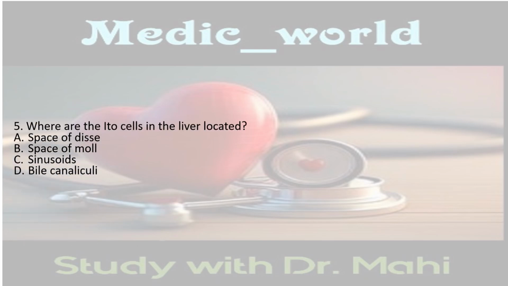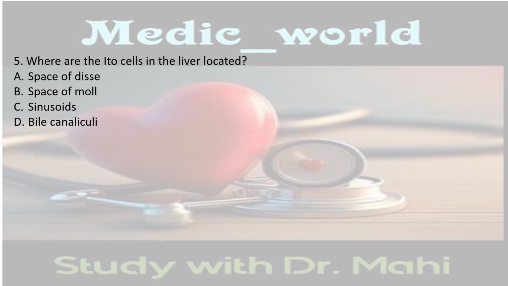Now let's move towards the other question. Where are the Ito cells in the liver located? The Ito cells or hepatic stellate cells are located in the space of Disse and they are mesenchymal in origin. Space of Disse. So the answer is A. Now let's know few facts about the space of Disse. It is the perisinusoidal space and is a location in the liver between the hepatocytes and the liver sinusoids.